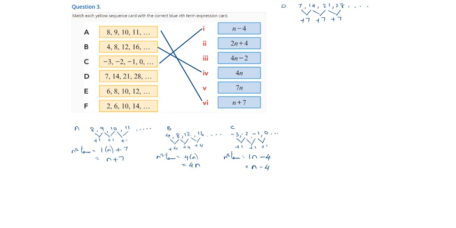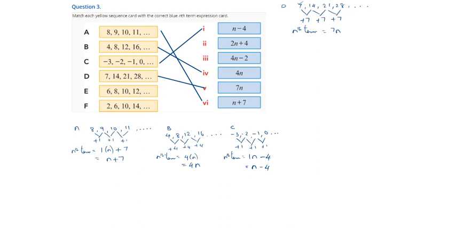So here the nth term is equal to 7n because if you put 1 instead of n, it will be 7, which is the first term. So we can see here 7n is here. D matches with 7n.